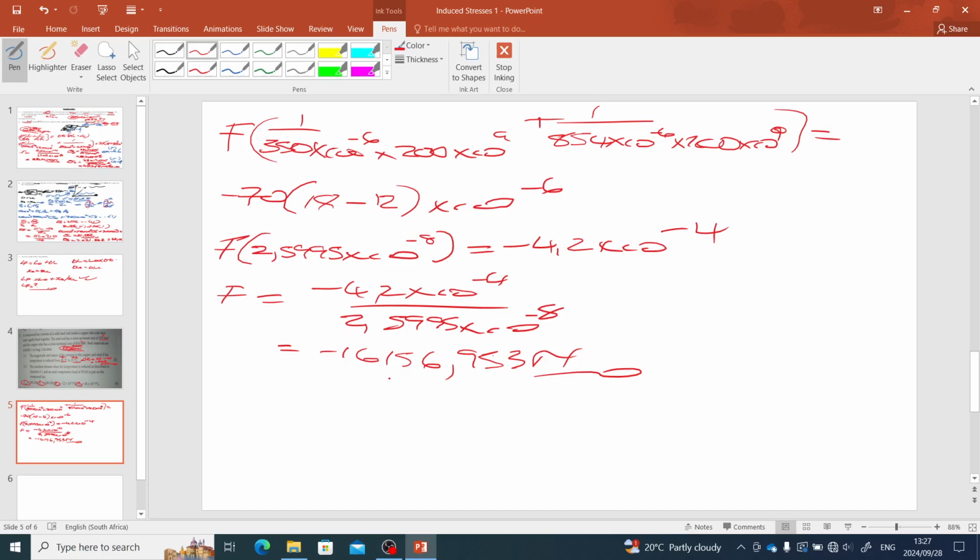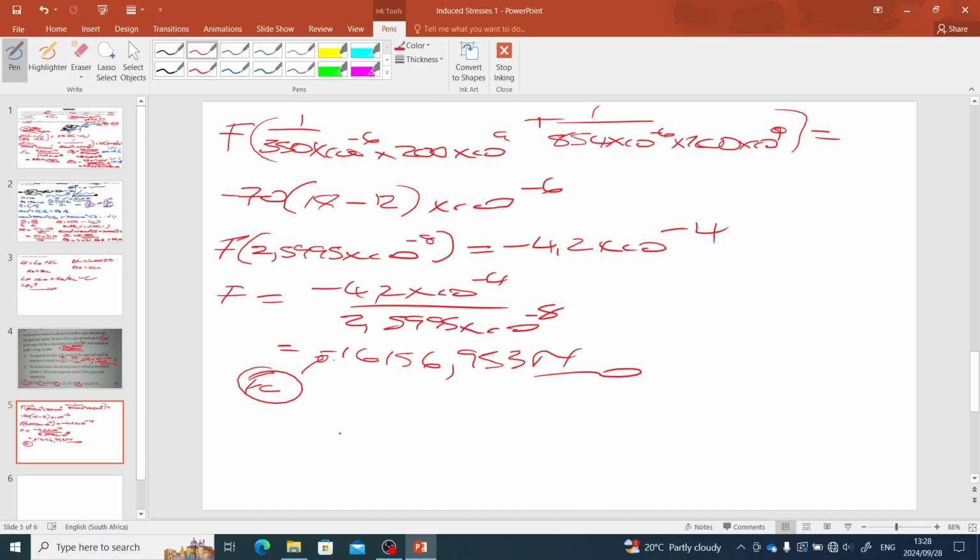Now we know that we don't have a negative force. It means the force that is being applied here would be the nature of the force being applied. It means it is compression. It is the force compression.